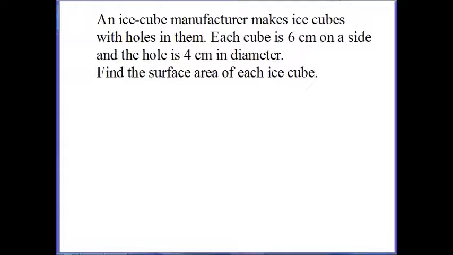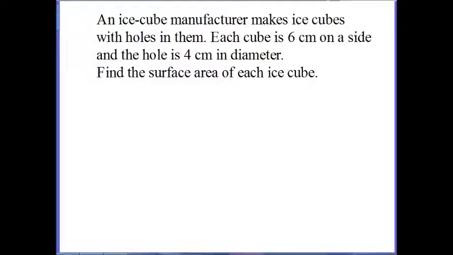So here's another word problem. We're going to find that an ice cube manufacturer makes ice cubes with holes in them. Each cube is 6 centimeters on a side and the hole is 4 centimeters in diameter. Find the surface area of the ice cube.